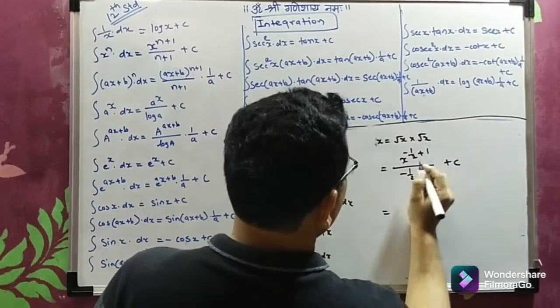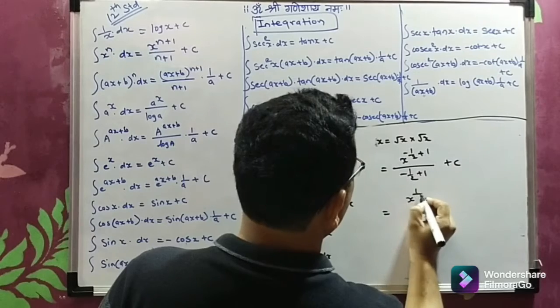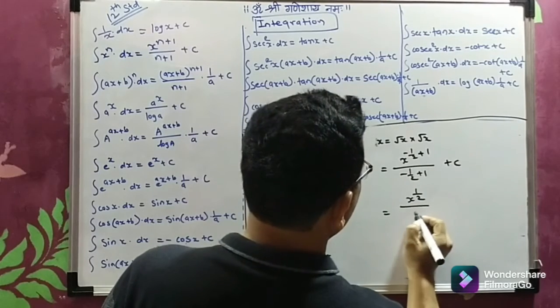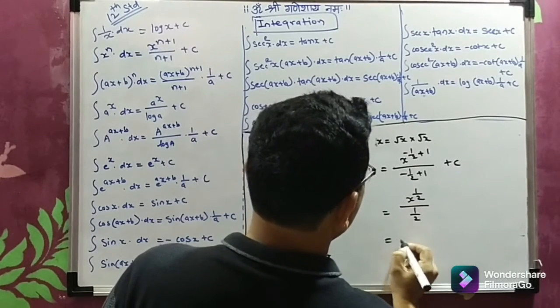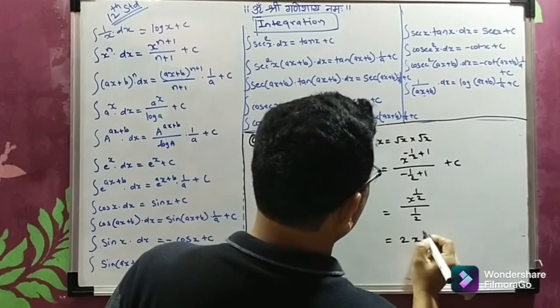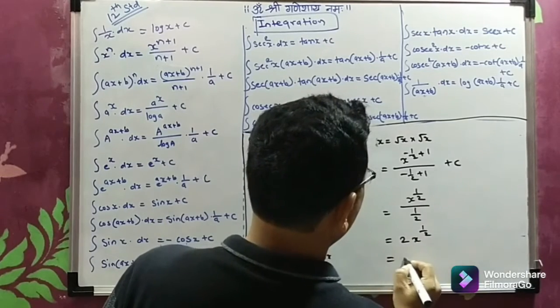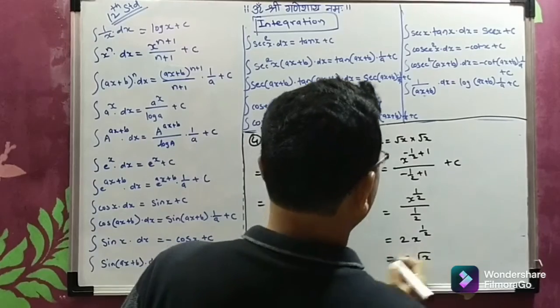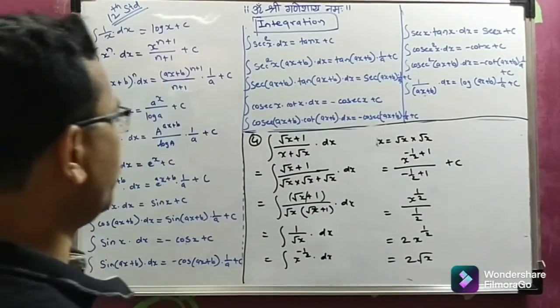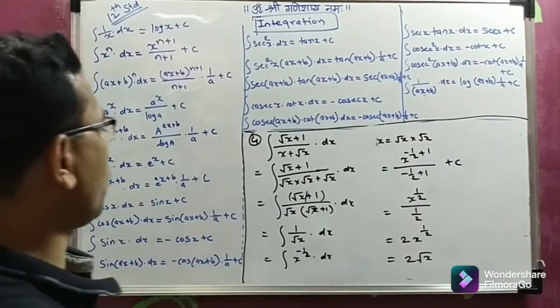So this will come x raised to 1 by 2, and here also the answer will come 1 by 2. So the answer will be 2x raised to 1 by 2, which is nothing but 2 into root x. This is a simple problem.